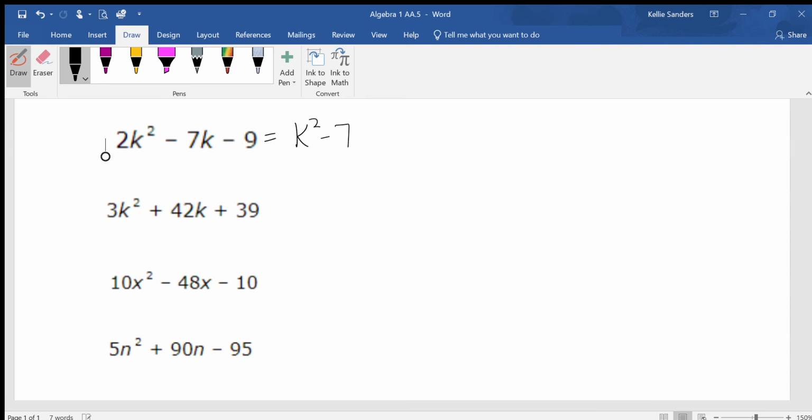K squared minus 7k minus 18. K minus, k plus. Multiply to get 18, subtract to get 7, 9 and 2. Divide by 2. 9 over 2 does not reduce, so we're going to move the 2 in front of the k.